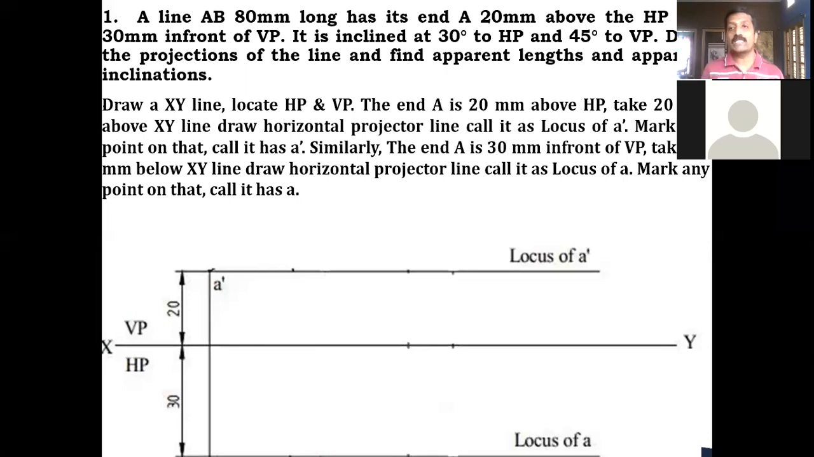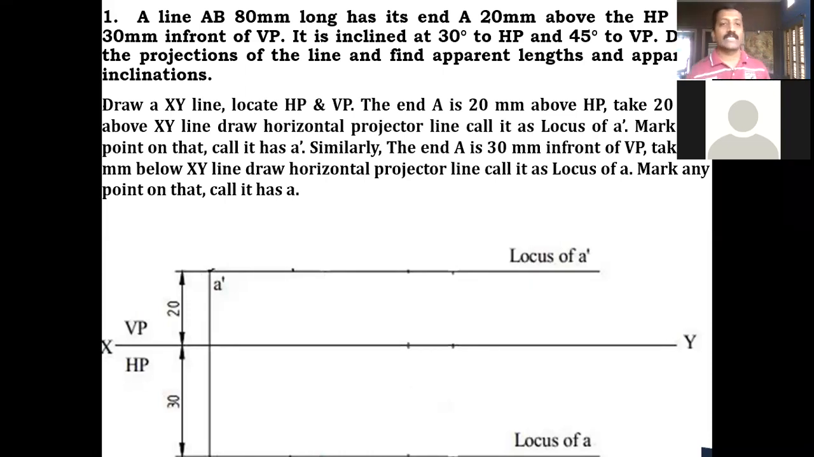And the lower end distance with respect to HP and VP is given: 20 millimeter above HP and 30 millimeter in front of VP. And we need to find out at the end, we have to draw the projections first, complete the projection, and find out the apparent lengths. Apparent lengths in the sense, the front view and top view length you have to find out at the end. And then the apparent inclinations, which are nothing but your alpha and beta. Okay, let us start with this data, whatever we have listed up.